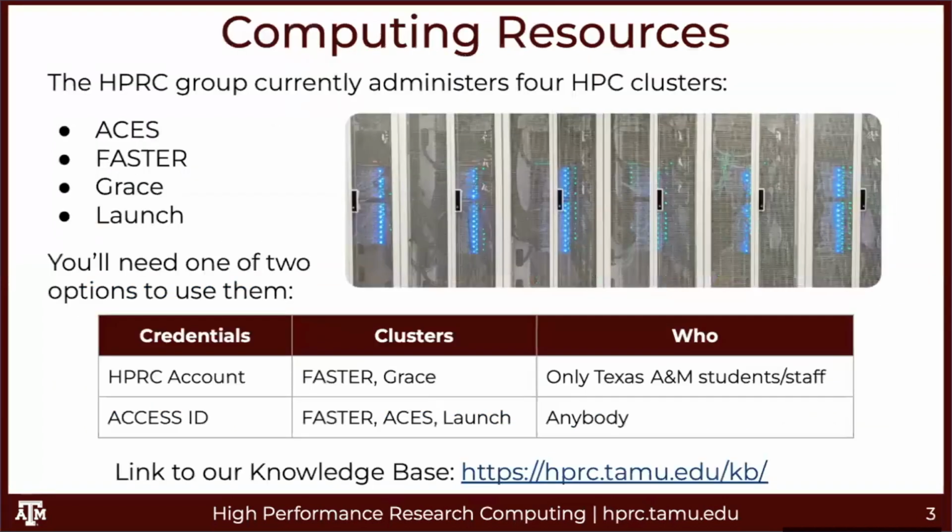And as I mentioned, we provide a lot of computing resources. So we have currently 4 clusters that we manage. These are listed here on the left. These are ACES, Faster, Grace, and Launch clusters. And to use them, there are 2 options. If you are a Texas A&M student or staff member, you can access Faster and Grace clusters by requesting an HPRC account. And for Faster, ACES, and Launch clusters, you can access those by using Access ID, even if you're not a Texas A&M student or staff member. So this is available to everybody.